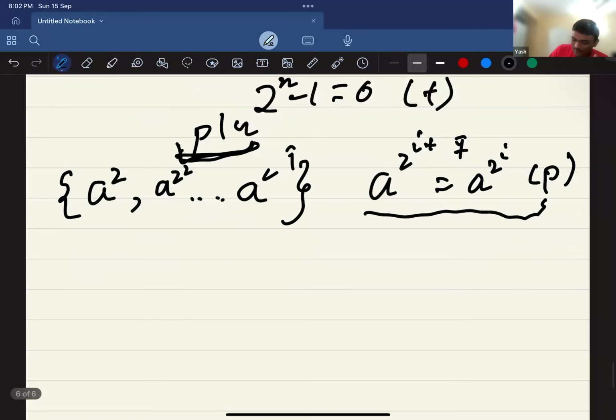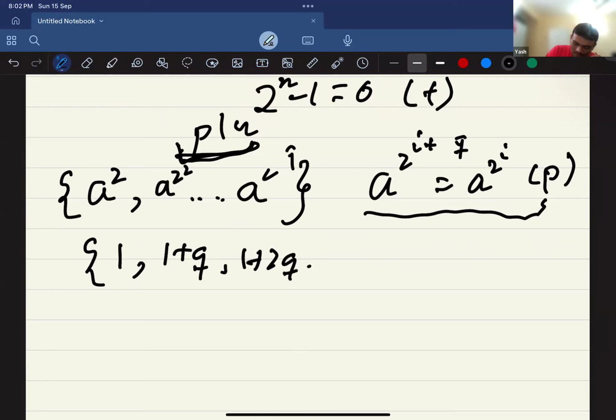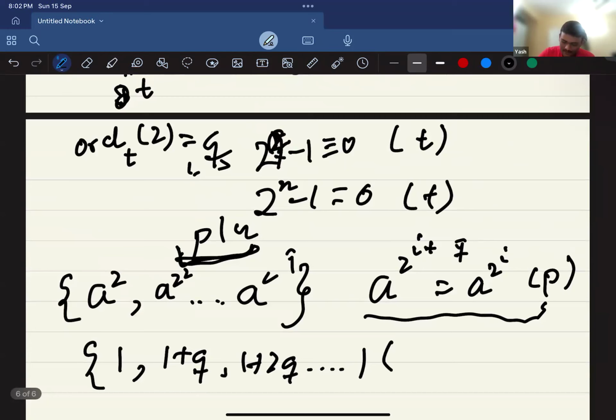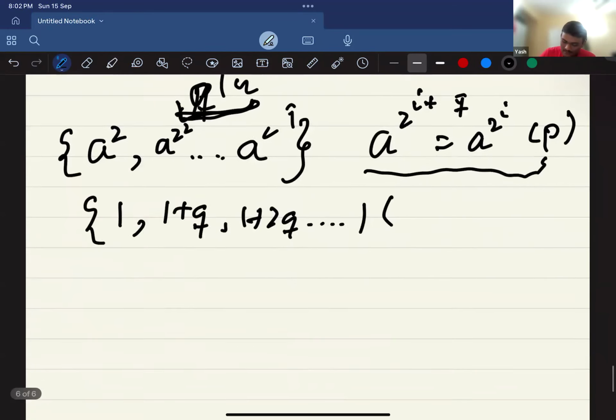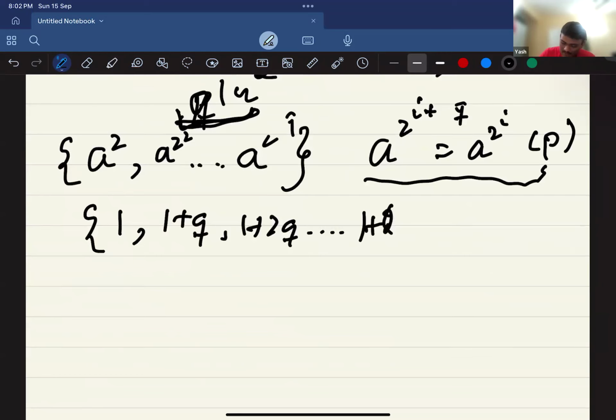So basically what I'll now do is group them as follows. I'll group 1, and then 1 plus q, and then 1 plus 2q, till 1 plus n by q minus 1 times q, since q divides n. So every set has cardinality what? N by q. Like this I did for 1. Now I'll just replace this with I.